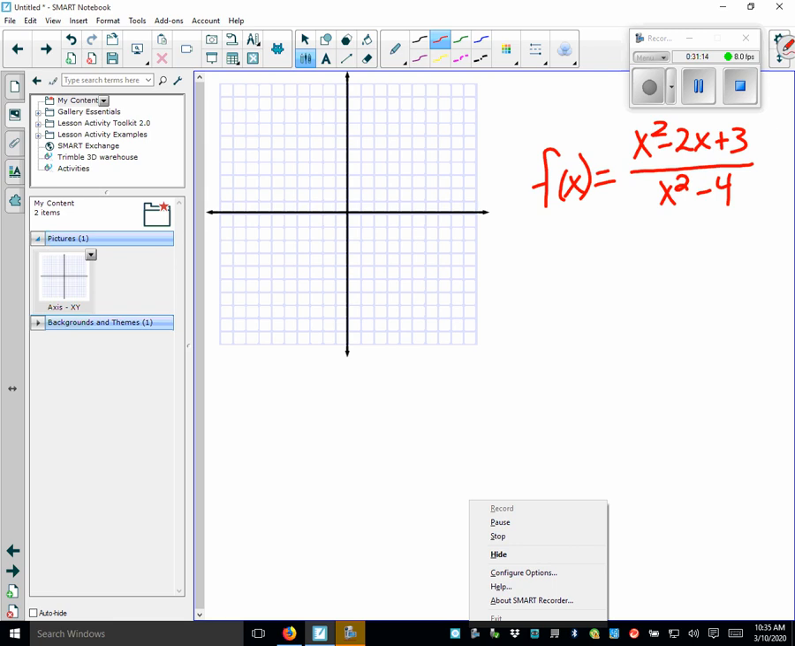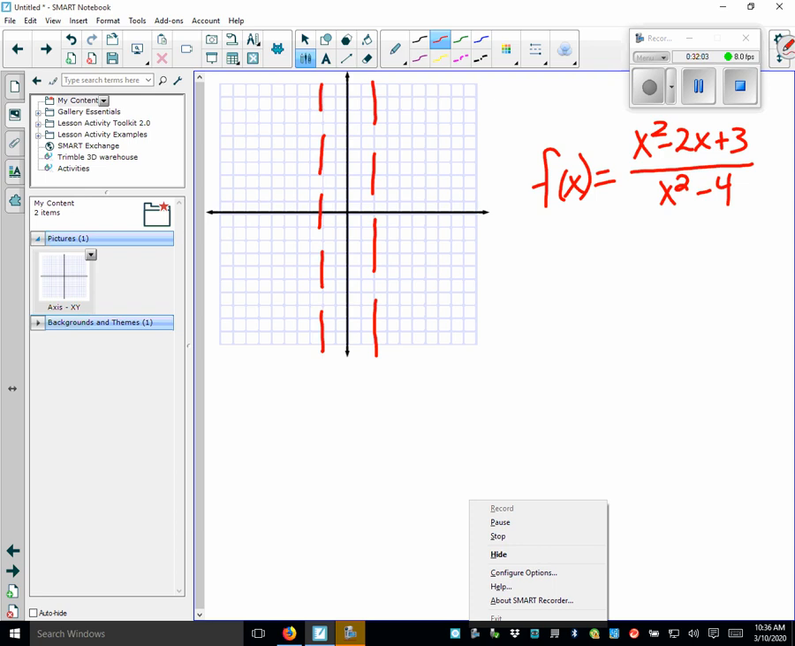Where are the asymptotes? X equals 2, x equals negative 2, right? How do you find vertical asymptotes? You remember? Set the denominator equal to 0 and solve. Those have to be there. The vertical asymptotes have to be graphed.